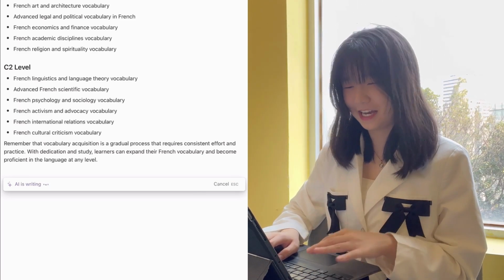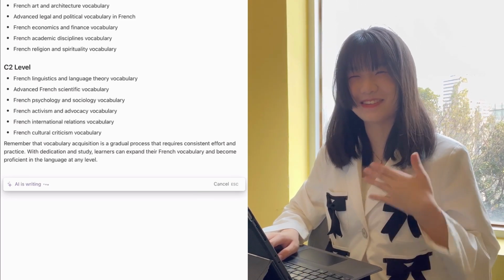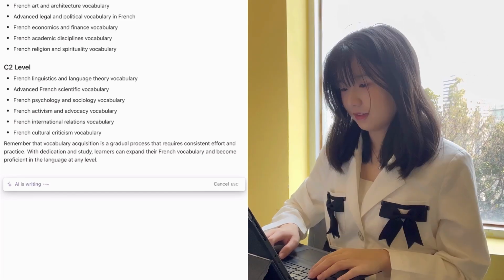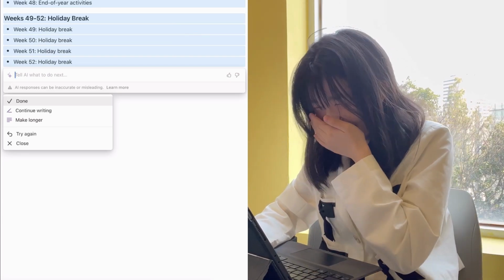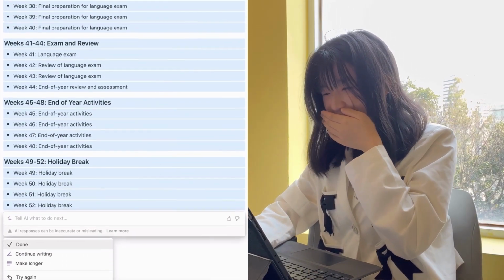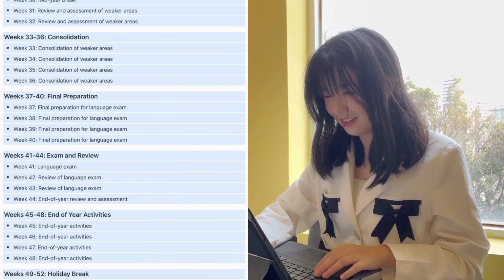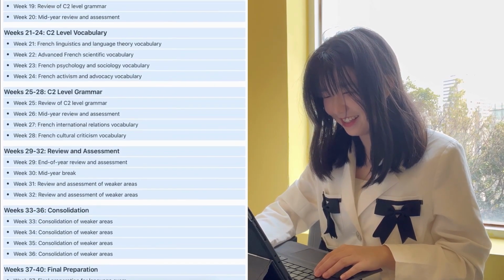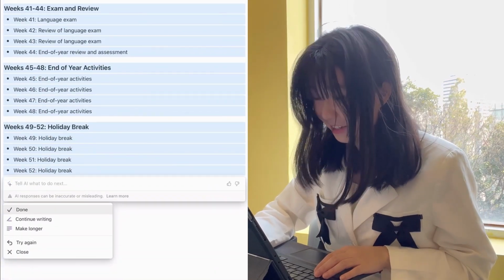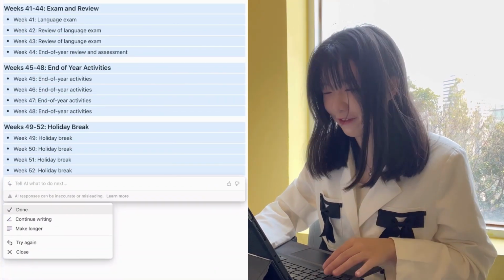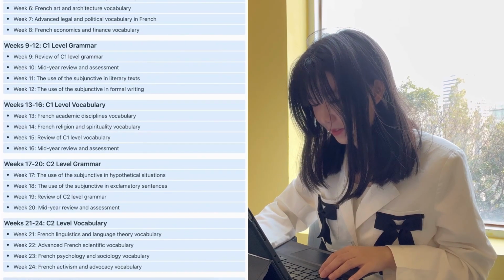It takes a lot of time. It seems AI is really planning for my future. Holiday break? What the hell is this? It included holiday break. I didn't expect that, frankly speaking.